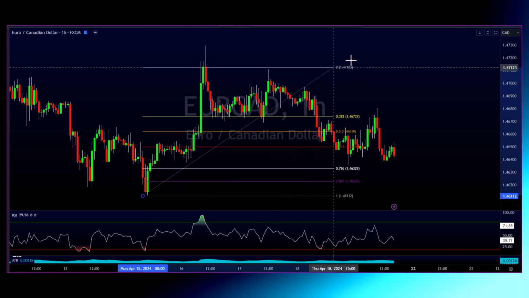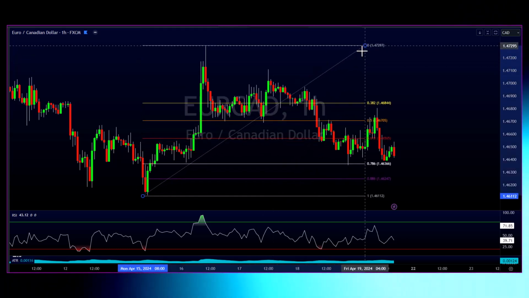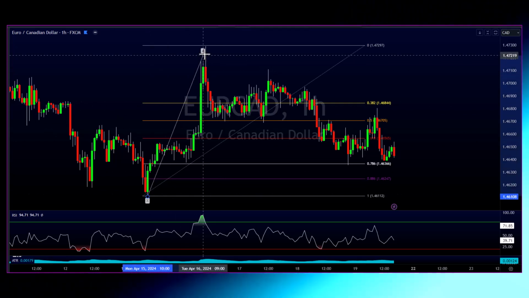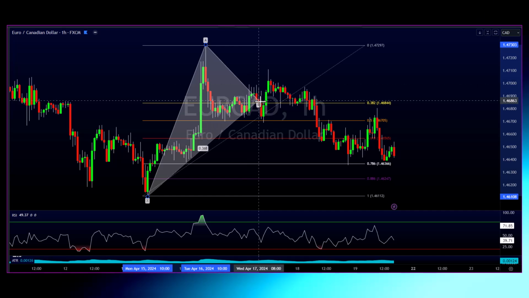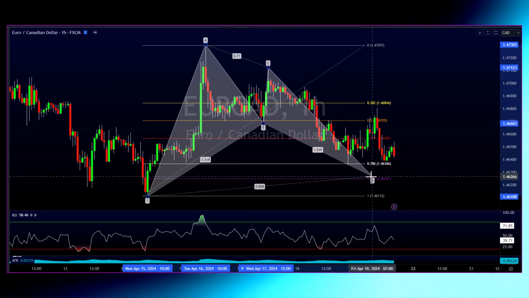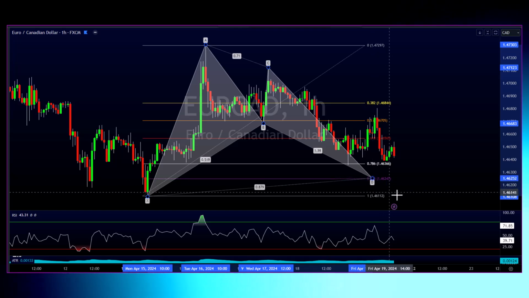Let's see this. Yep, 50% retracement. Looking at a potential bat pattern. So I'll draw this one first. This is going to be an X to A, swing high or swing low to swing high, A to B right here, B to C, and then a CD completion right at this 886.